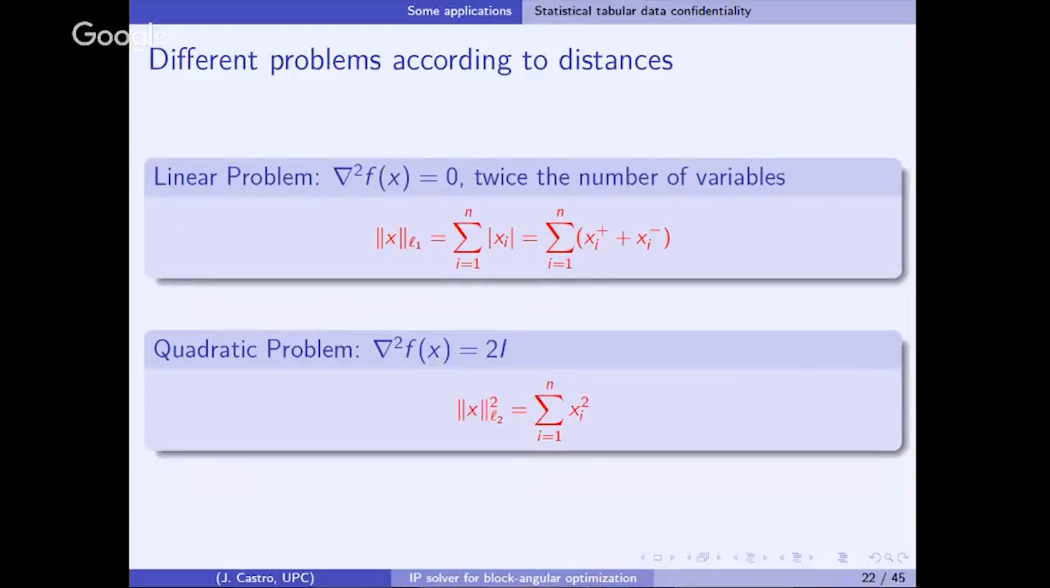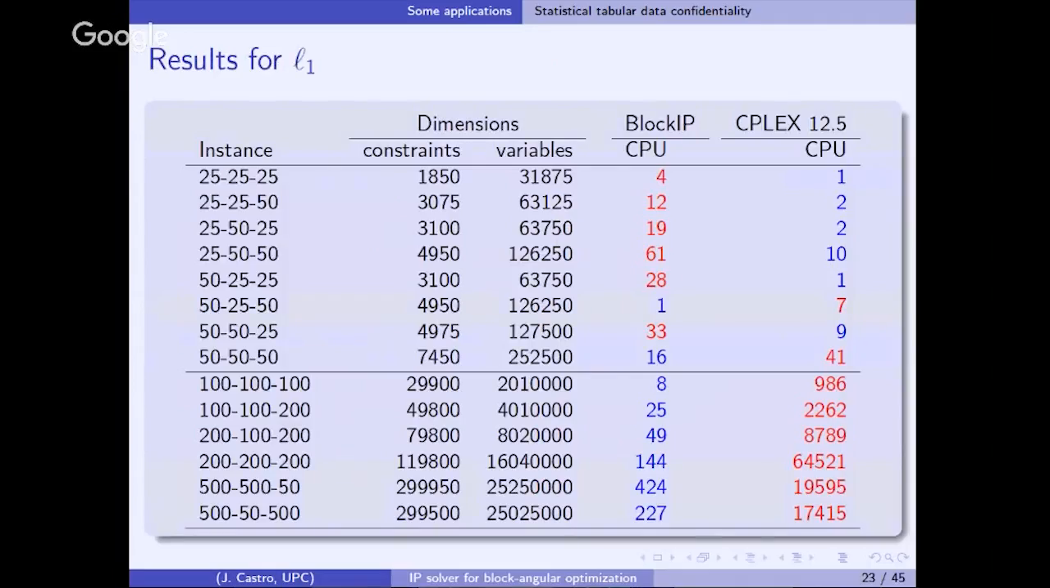And these are the results. We have results using L1 as a distance, the Manhattan distance, or L2. In the L1 case, we have a linear problem. We have to split each variable in two parts, the positive and the negative. That's the standard thing. And here we have a quadratic problem. So let's start with the results for L1 distance, for the linear problems.